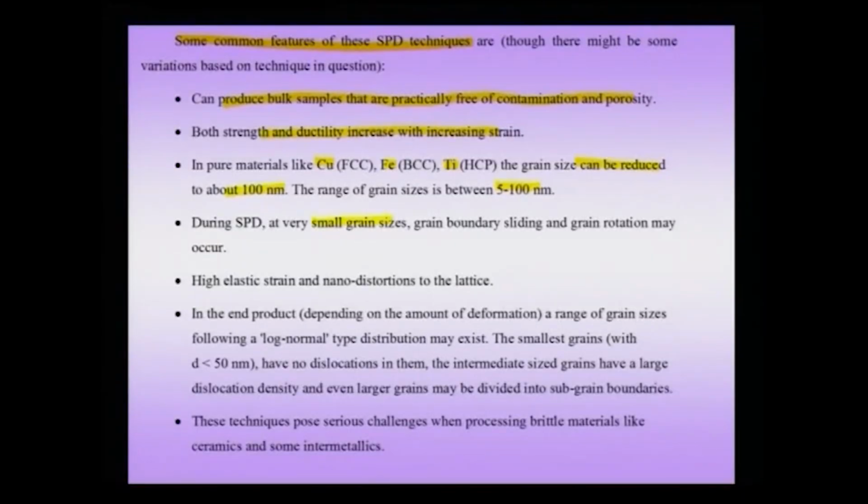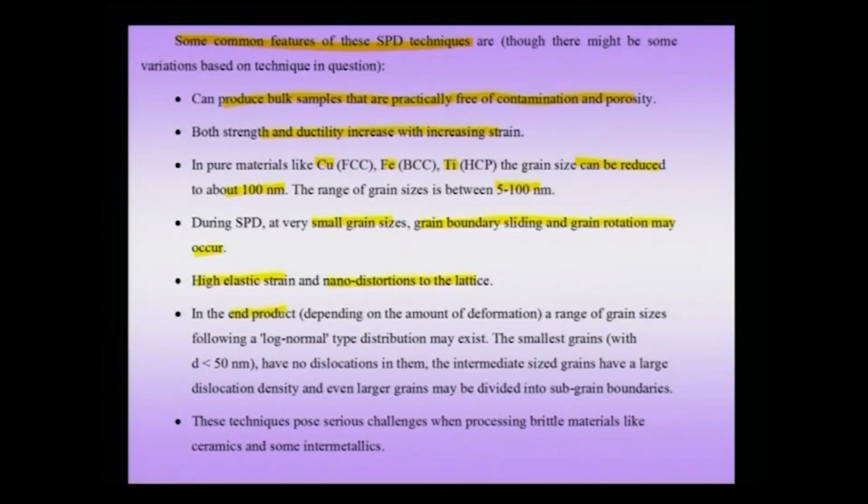The important thing is that at very small grain sizes, when the grain size starts to reduce, grain boundary sliding and grain rotation may start to take place. So, that means the mechanism of deformation switches, and we will see the reason behind this in some of the coming slides. There is a lot of nano distortion to the lattice, and there is a high elastic strain in the final product which I produce using these severe plastic deformation techniques.